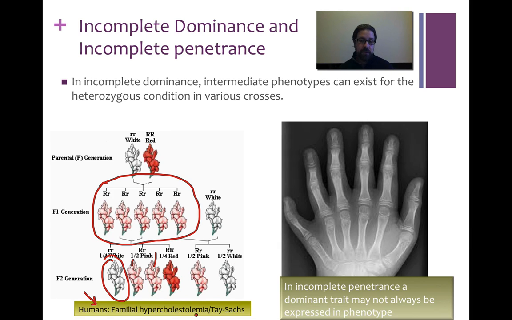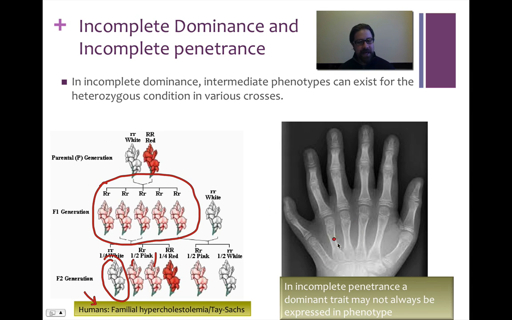Incomplete penetrance is a little bit different as well. Sometimes you can have a dominant allele that just doesn't get expressed in the population as much as you think it would. In the case of this hand over here, you can clearly see there's one too many fingers, depending on how you look at it.